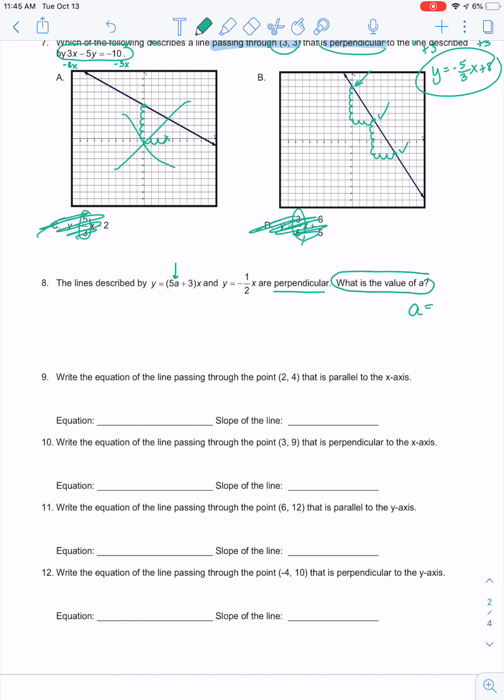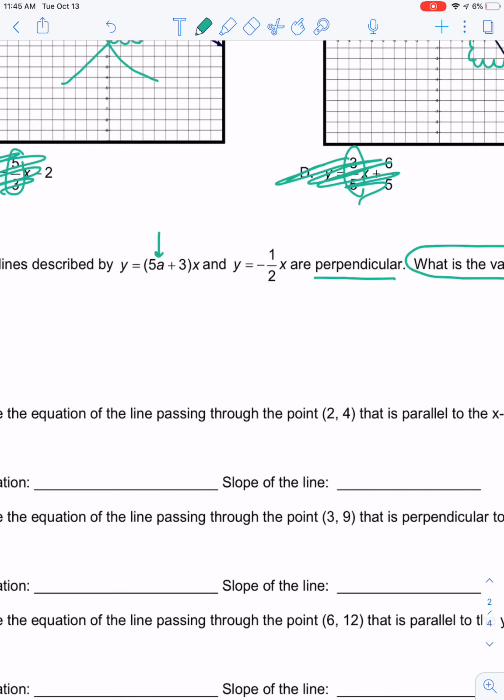Okay? Well, great. Looking at that, I know that there's some people who are thinking, okay, I need to distribute my x, I need to do some other things, but you're already thinking about it too hard and not through the lens of today's lesson. Today's lesson was about parallel and perpendicular lines. Well, if I know perpendicular lines have opposite reciprocal slopes, what can I do with that? Well, my slope for the second equation is negative 1/2. There's nothing weird about that.